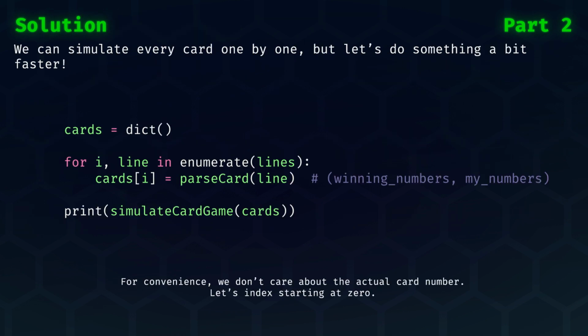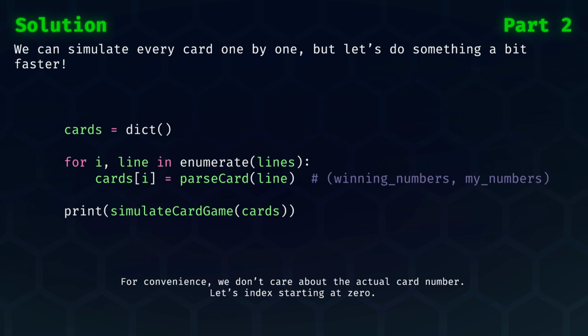Theoretically, we can simulate every card one by one, but let's have a look at something that is a bit faster than that. For our solution outline, we do the following. We want to store our cards in a dictionary named cards, where the card ID shall be the key and the numbers the values. Then, for every line in the input, we iterate using enumerate, which gives us an index as well. Then let's use this index instead of the actual card number.